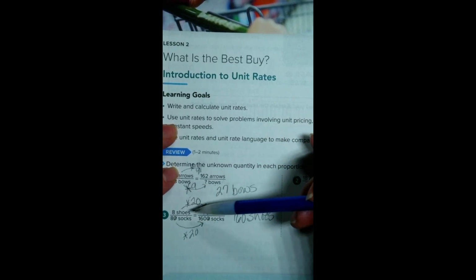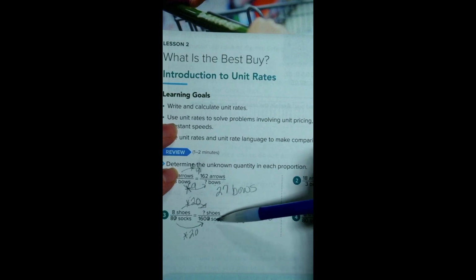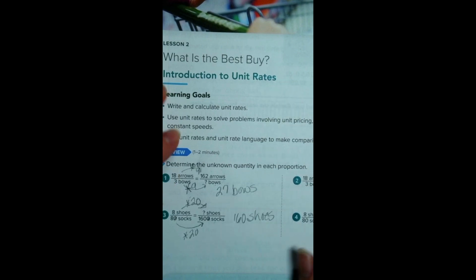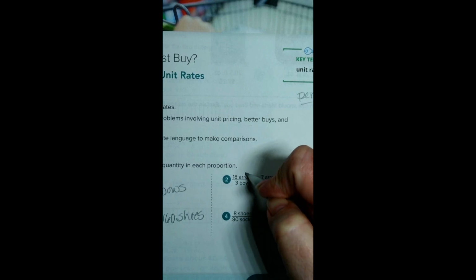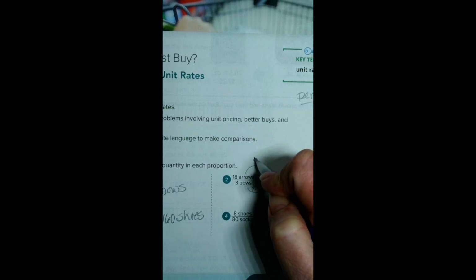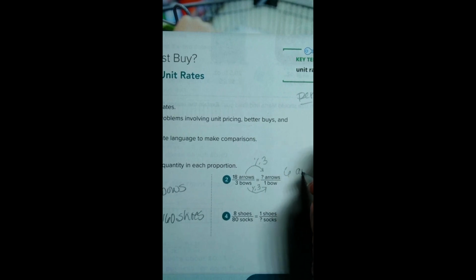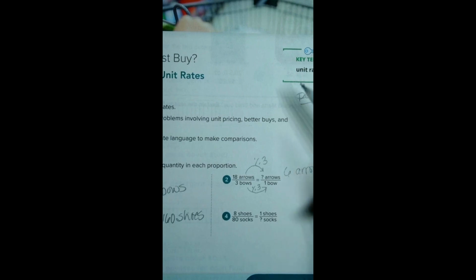So when there's 160 pairs of shoes, there's 1,600 pairs of socks. Okay, number 2 and 4. So going from 18 to some number, how do I go from 3 to 1? This time I'm getting smaller, so I'm scaling down by 3. So we're doing a divide by 3. So 18 divided by 3 is 6. So 6 arrows. So when there's 18 arrows for every 3 bows, an equivalent ratio is for every 6 arrows, there's 1 bow.